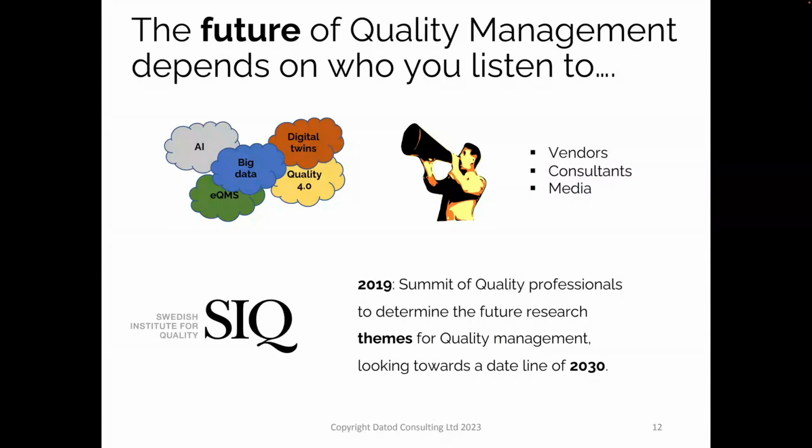So in order to cut through this, one of the activities the Swedish Institute for Quality did in 2019 is they got a large group of quality professionals, quite a broad group, together at a conference, and started to explore what are the future themes of quality management, looking through to a dateline of about 2030. So it was in a medium time frame in terms of what would quality management look like, how would quality professionals be operating, what would the QMS look like, and really what would the landscape look like in terms of quality management in the future.